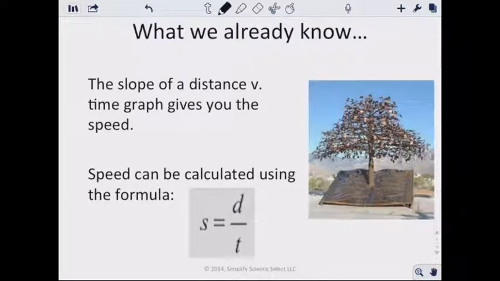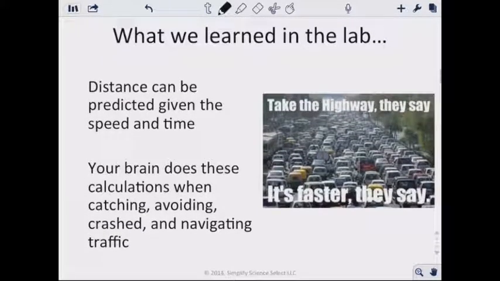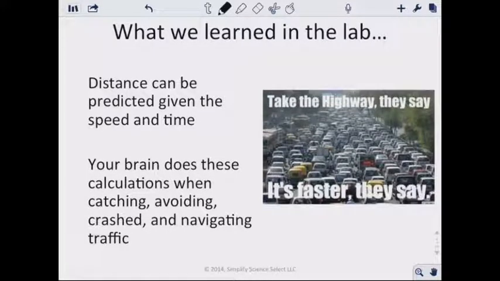So what we already know: the slope of a distance versus time graph gives you speed, and speed can be calculated using the formula speed equals distance all over time. What we learned in the lab is that distance can be predicted given the speed and time, and your brain does these calculations when catching, avoiding crashes, and investigating traffic. And so we kind of understand this, so we're going to try to put a mathematical perspective to it.